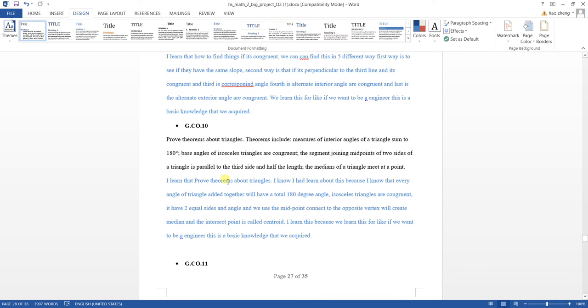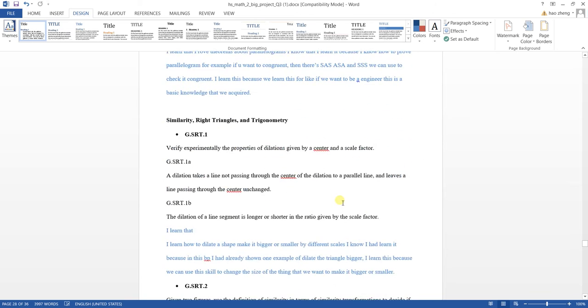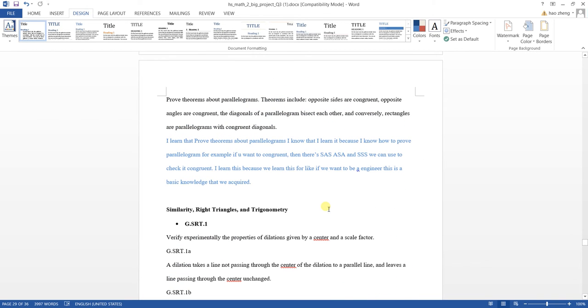And in this standard, I learned about the theorem about triangles. I know that every triangle's angles added together will have 180 degrees, and isosceles triangles are congruent, and they have 2 equal sides and angles. And I learned this because engineers need it in the future. Yeah, it's the same thing.